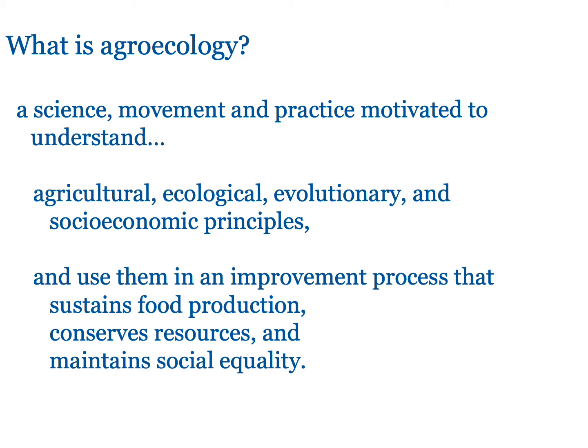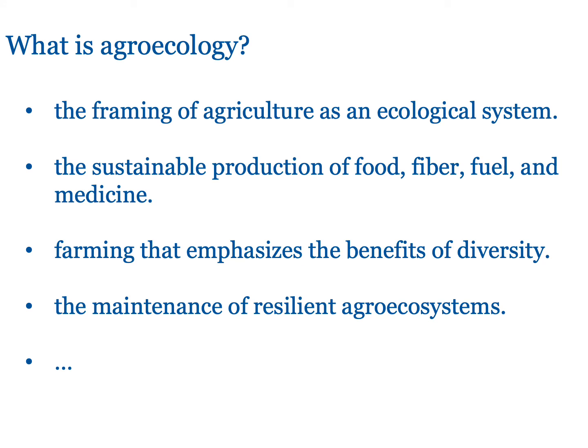I'll end this segment with a couple concrete ways to define agroecology. In big words, it's a scientific discipline motivated to understand agricultural, ecological, evolutionary, and socioeconomic principles and use them in an improvement process that sustains food production, conserves natural resources, and maintains social equality. What is agroecology a bit more simply, in a way that speaks to intuition and effective communication? Agroecology is the framing of agriculture as an ecological system. It is a sustainable production of food, fiber, fuel, and medicine. Agroecology is farming that emphasizes the benefits of diversity and the maintenance of resilient agroecosystems.